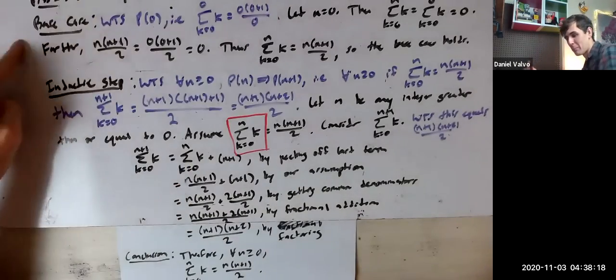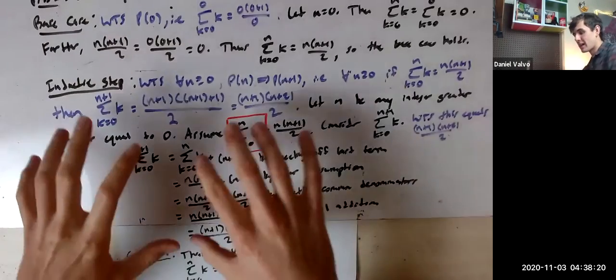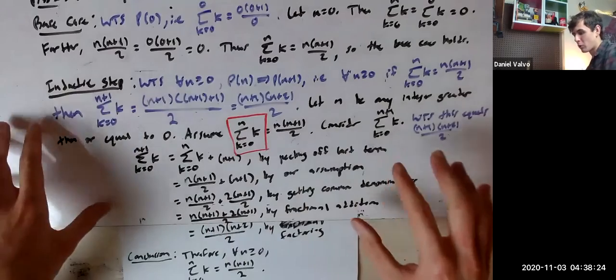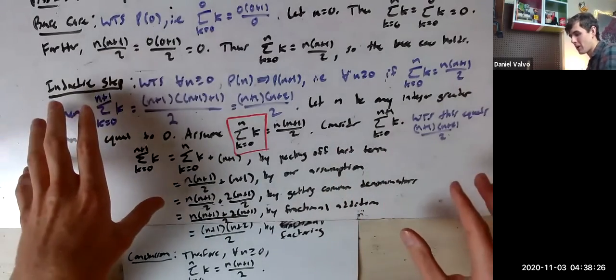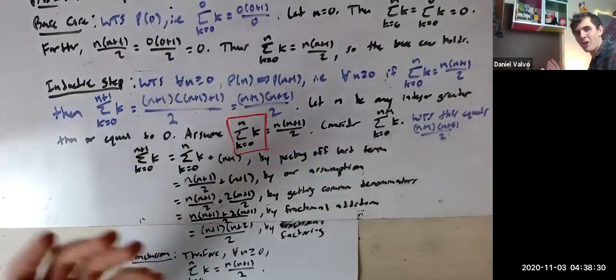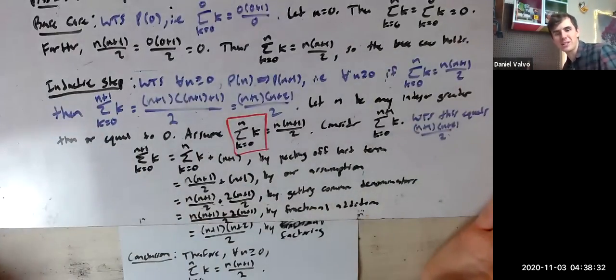We proved it works in the base case, it works for 0. And this inductive step shows if it works for n, it works for n plus 1. Since it works for 0, it works for 1. Since it works for 1, it works for 2. Because it works for 2, it works for 3, then 4, then 5, then 6, on and on like that. Does this make sense or am I going crazy?